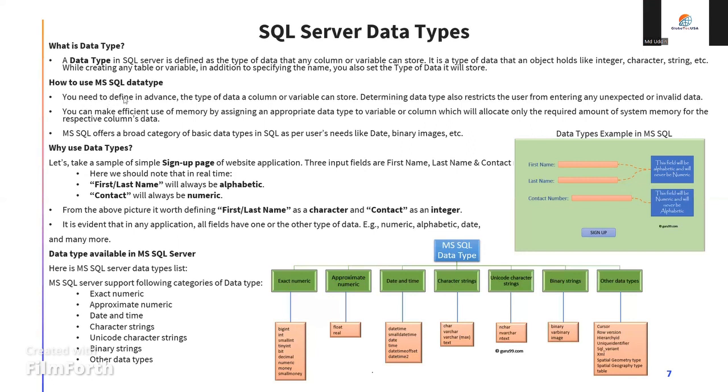How do you use the MS SQL data type? You need to define in advance the type of data a column or variable can store, and defined data types also restrict the user from entering any unexpected or invalid data. If we don't restrict or define the data, I can write an integer in my student name and store the data. But whenever I'm trying to retrieve the data, I'm searching for a name but not getting any answer, because when I created the data I didn't restrict anything.